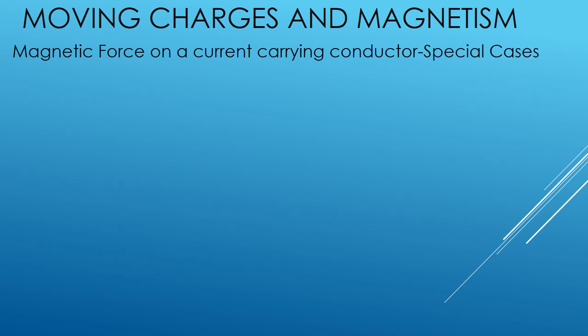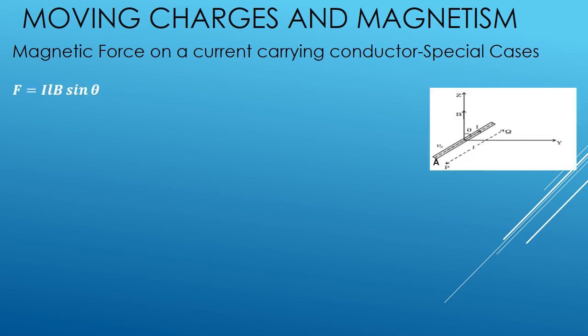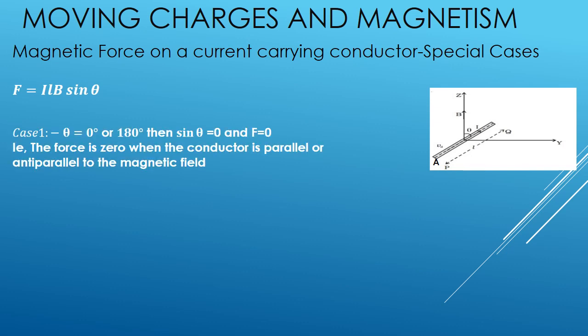Now we will see the special cases. We have the magnetic force on a current carrying conductor F is equal to ILB sin theta. Here, theta is the angle between the conductor and the magnetic field. In case 1, the conductor is parallel or anti-parallel to the magnetic field. That is, theta is equal to 0 or 180 degrees. Then, sin theta is equal to 0 and force is equal to 0. That is, the force is 0 when the conductor is parallel or anti-parallel to the magnetic field.